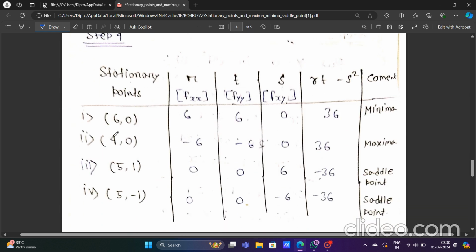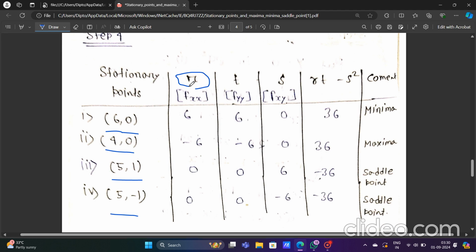Now we are just going to put in the stationary points. First stationary point was 6, 0, second was 4, 0, third was 5, 1, and fourth was 5, minus 1. Now what is r? As I have told you, I will tell you about r, t and s in the later part of the video. Now that later part has come.